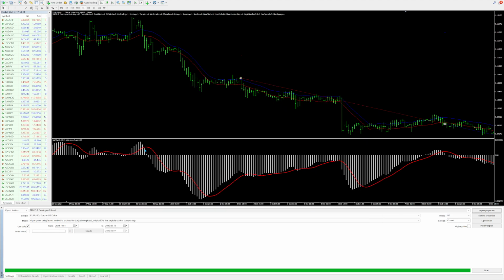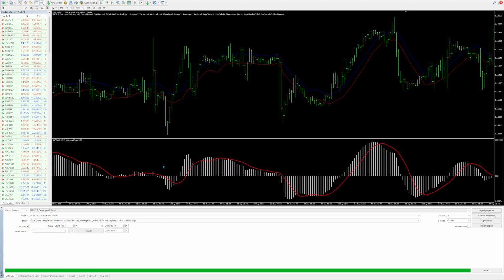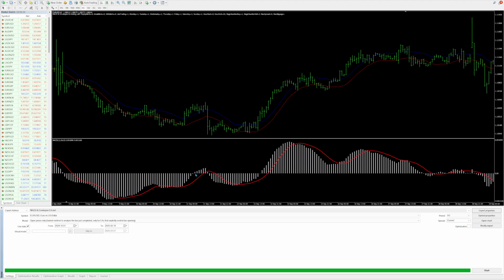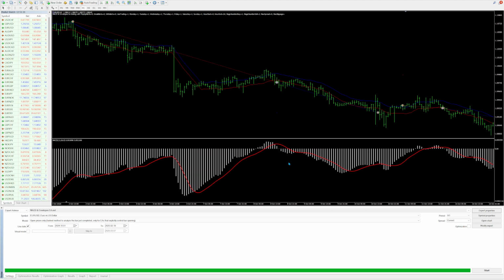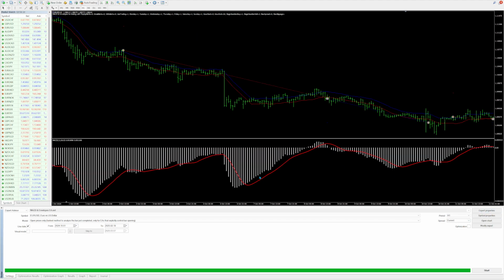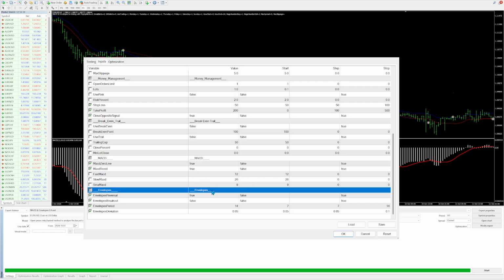In that instance, you'd need the histogram to be below the signal line and below the 0 line for a sell trade, or you'd need the histogram to be above the 0 line and above the signal line for a buy trade. So that's the MACD aspect covered. You can use one or the other or both or neither if you just want to use the envelopes. So I'll get onto the envelopes now.